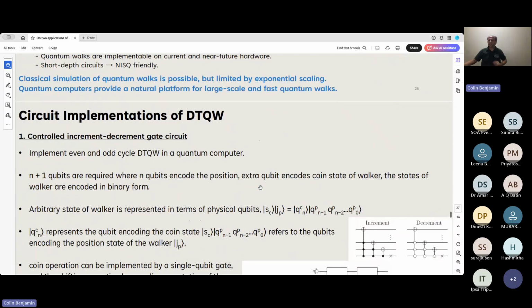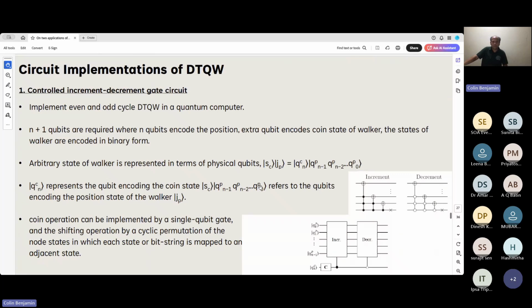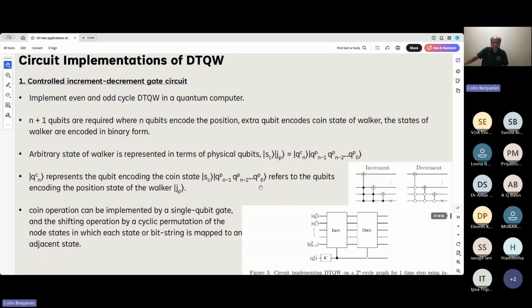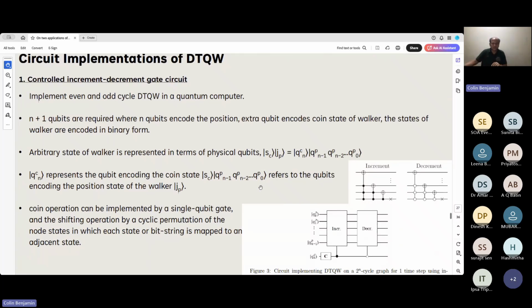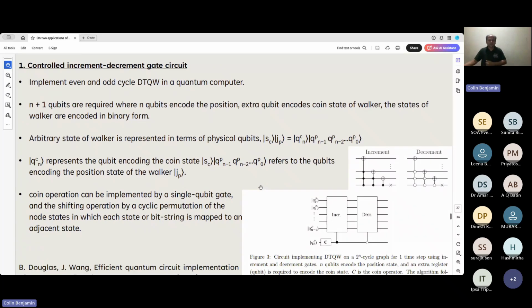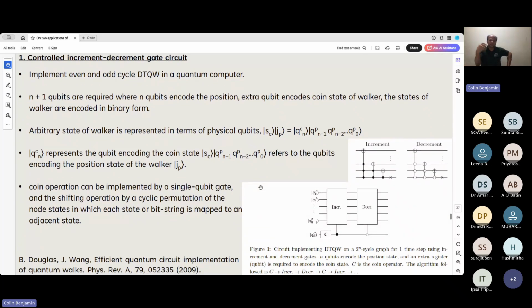So what are the approaches to implement pure TTQW? This was the first proposal. It was a controlled increment. So what you do is you basically have to implement your shift operator in your quantum computer. The coin operator works on a single qubit, whether it's a single qubit operator like a NOT or a Hadamard, whatever. So it's directly applied.